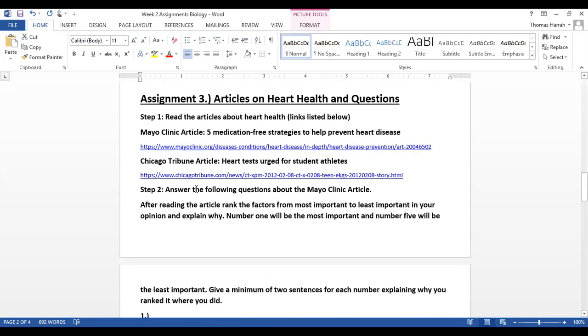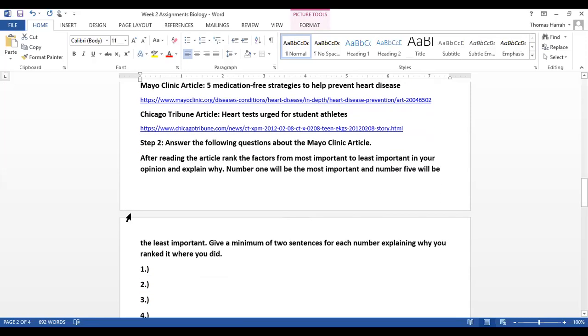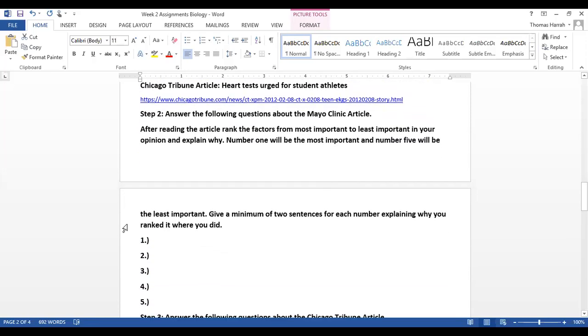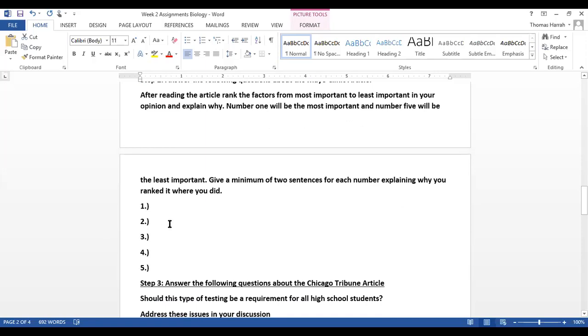So you're going to read this article by the Mayo Clinic that talks about 5 ways that you can keep your heart healthy and prevent heart disease, 5 ways you can do that without taking medication, and then you're going to decide which one of those ways to stay healthy without medication that you think is the most important. You're going to rank that one number 1. And you're going to write 2 sentences explaining why that's the most important way to keep your heart healthy without medication. And you're going to rank the other ones as well. You're going to rank another one number 2, number 3, number 4, number 5, and you're going to give 2 sentences explaining why you ranked them where you ranked them.